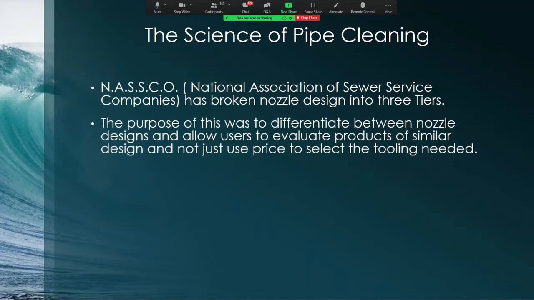I should back up a second. NASCO are the people who brought this tier designation to the industry, so that people who were buying nozzles could determine, I need a nozzle for this kind of work and I'm going to be looking for a Tier 2 or a Tier 3 nozzle, and allow them to do some shopping based on those criteria. It also allows vendors like myself to represent our products and say, I have here a nozzle that is a Tier 3 design or a Tier 3 high efficiency design, or this is a Tier 1 design, and of course the pricing will reflect all of those changes.